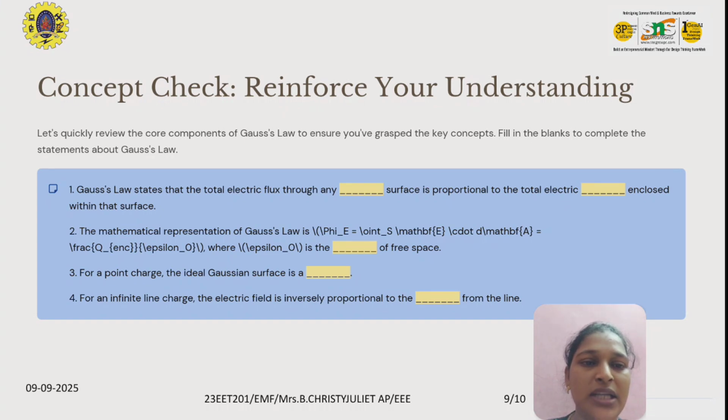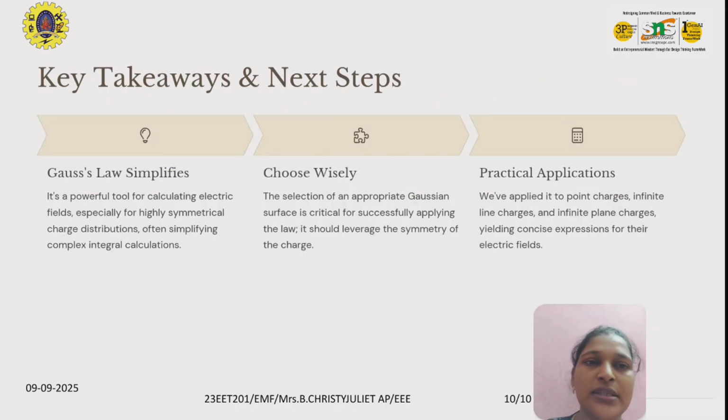Now what is the mathematical expression for Gauss law? It is the closed integral of E dot dA is equal to Q enclosed by epsilon naught. For a line charge, the result is E is equal to lambda by 2 pi epsilon naught r. For an infinite plane charge, it is E is equal to sigma by 2 epsilon naught. Through this video, we have found out what Gauss law is, chosen the appropriate Gaussian surface for each kind of distribution, and finally seen the practical applications.